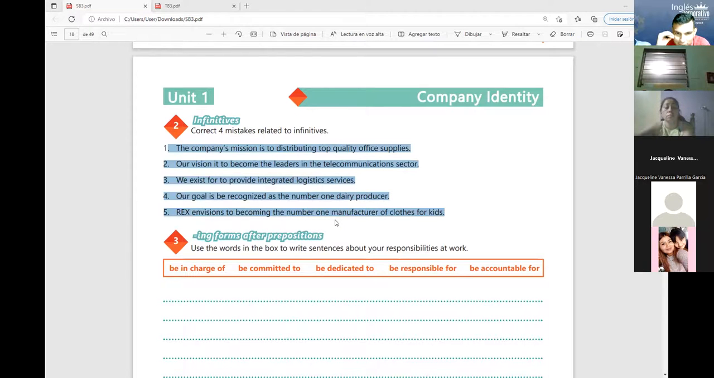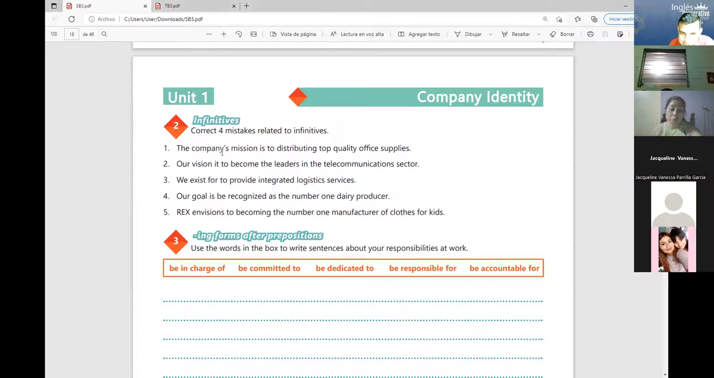Distributing. ¿Cuál es el problema en distributing? Es ING. Tiene ING, muy bien. Entonces sería: the company mission is to distribute. Okay. ¿Cómo se pronuncia? Distribute. En la número dos, ¿cuál es el problema? Our mission is. Es our mission is. Entonces el is.